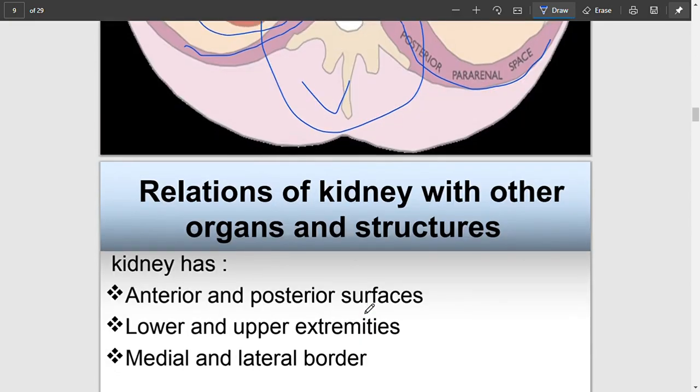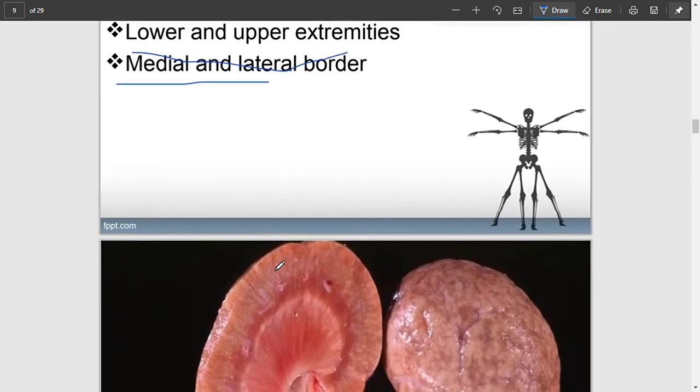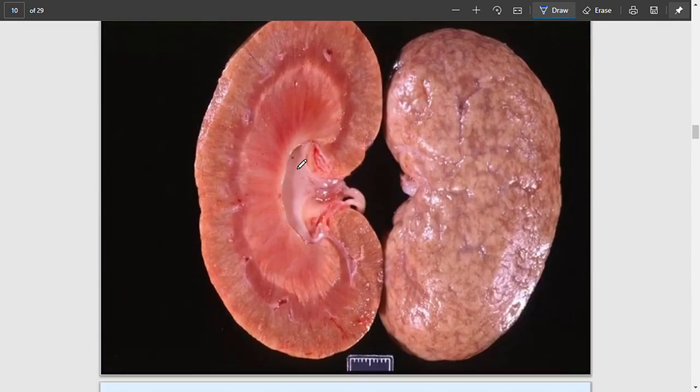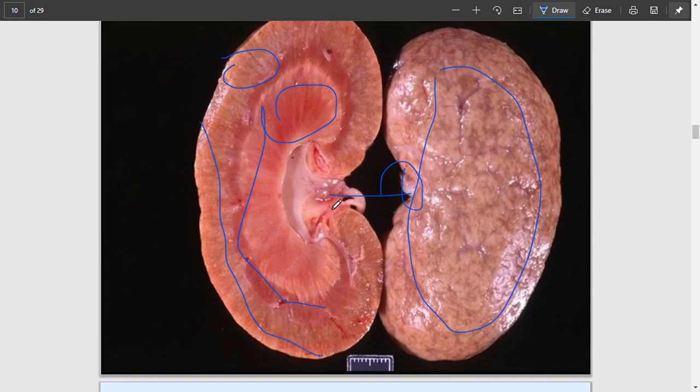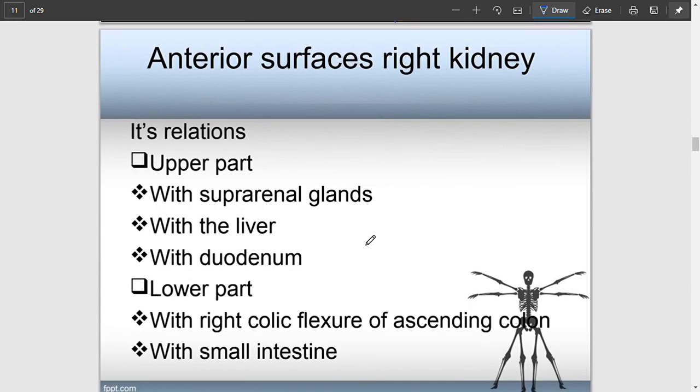Okay, moving on. The relationship of the kidneys with other structures. It has anterior and posterior surfaces, lower and upper poles, and medial and lateral borders, and we will see the relations. This is a cut section, a sagittal section of the kidney. Here is the hilum, here is the adrenal cortex, and this is the adrenal medulla, and this is the cortex, the outside of the kidney. Here's the hilum again, and then it will form the ureter.